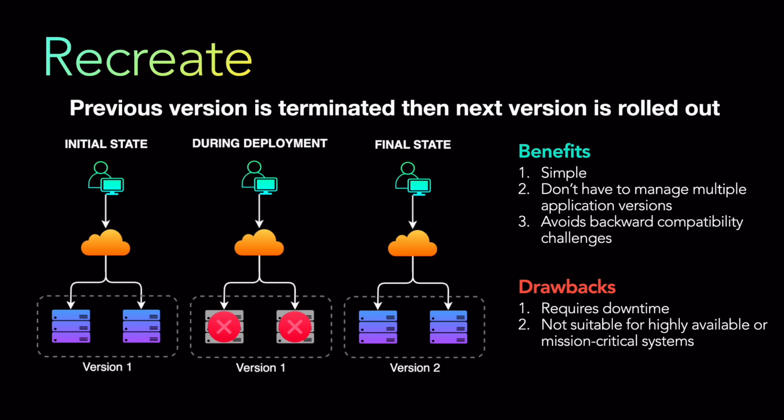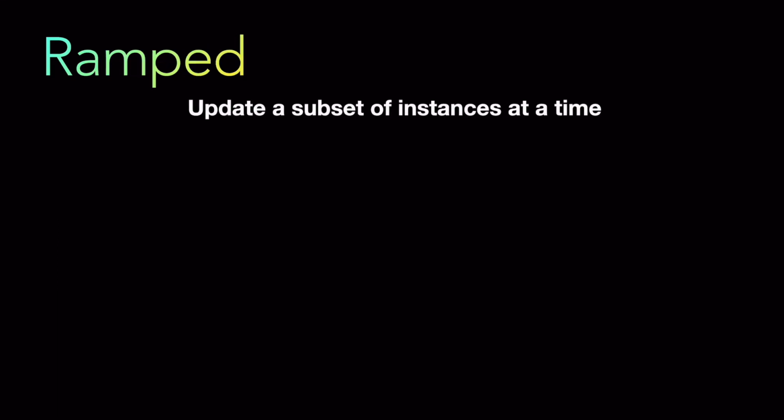The next pattern is the ramped deployment pattern. In the ramped deployment pattern, what we do is we update a subset of the instances at a time, right? In the previous pattern, we completely shut down the application. Here we do it subset by subset by subset of the application, right?